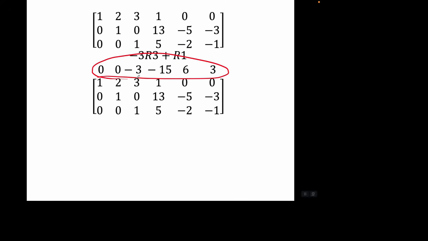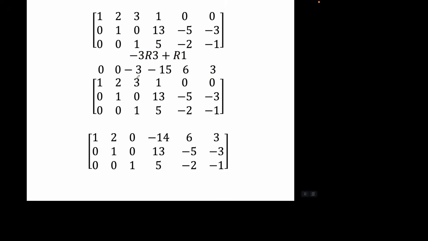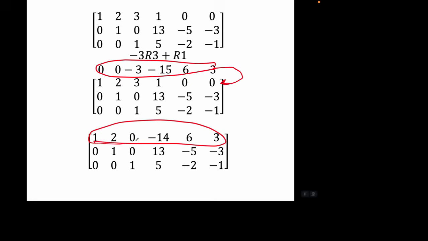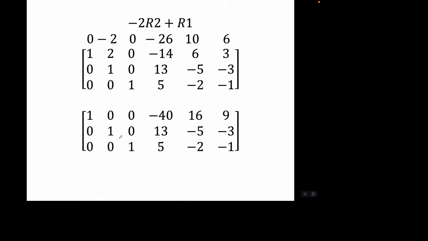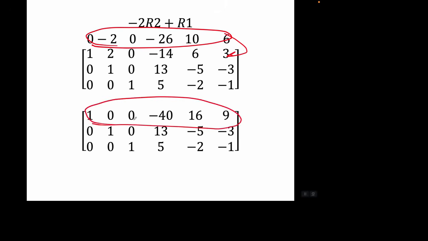0, 0, negative 3, etc. Okay, so we add that. We add this to row 1. And the new row 1 becomes, well, 0 plus 1 is 1, 0 plus 2 is 2, negative 3 plus 3 is 0. We end up with this as our new row 1. Now, lastly, let's kill off this 2 by adding negative 2 times row 2 to row 1. So here's negative 2 times row 2. When we add that to row 1, this is what our new row 1 looks like.